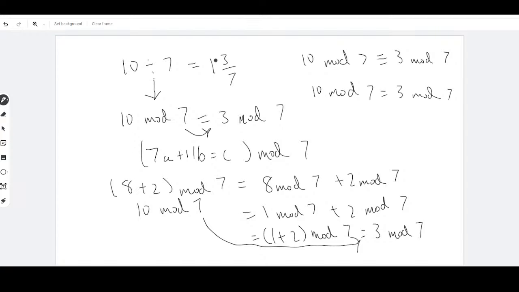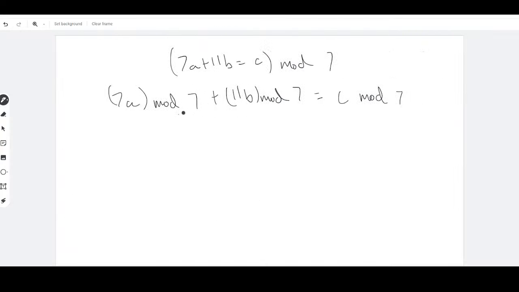Anytime you have an equation with integers, you can always just apply mods to everything, and then you turn it into a new equation with just mods. You can do the mod with any integer that you want. You can do mod 8, mod 9, mod 10, and so on. But we're choosing to do mod 7 here.